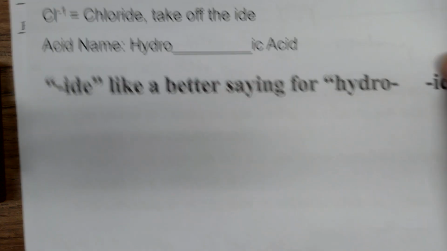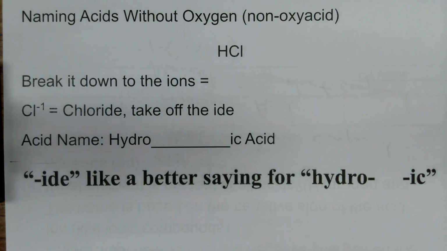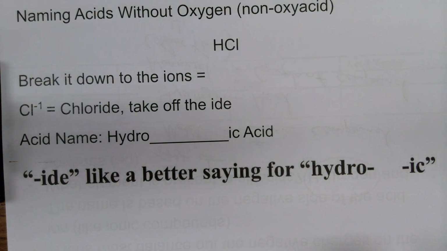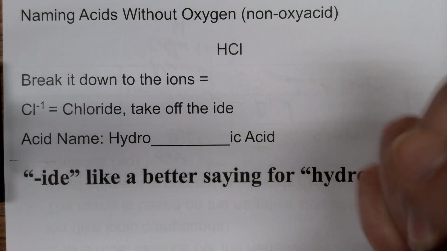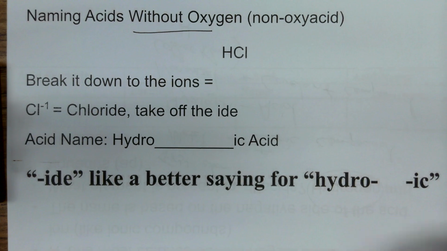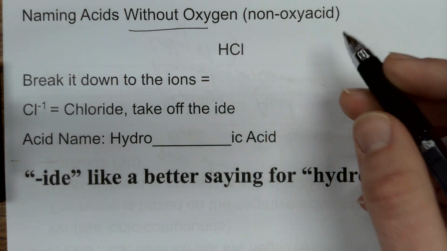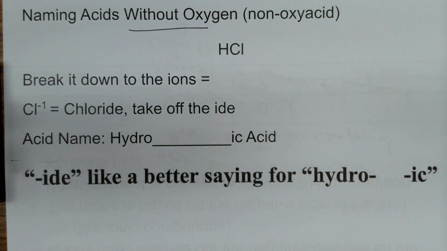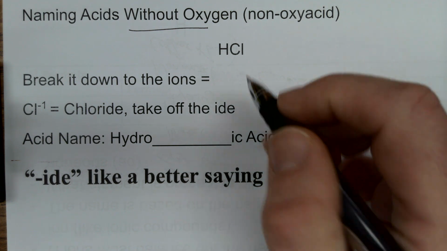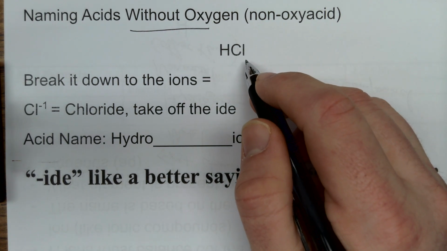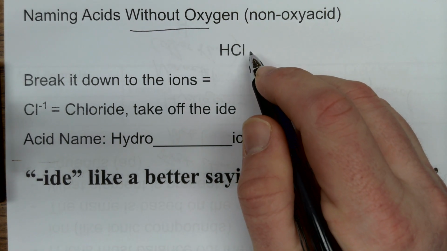So let's put this to practice and take a look at our first naming scheme. We break up our acids into two groups: acids with or without oxygen. Without oxygen are our non-oxy acids, and they are the easiest ones to name because they are usually binary. There's only one thing attached to the hydrogen. So here I see hydrogen and chlorine. Hydrochloric acid. You're getting ahead of me, yeah.